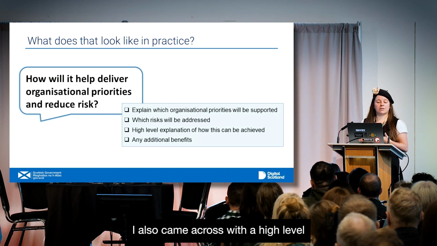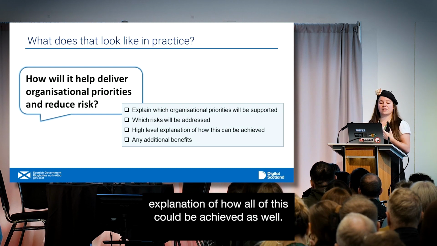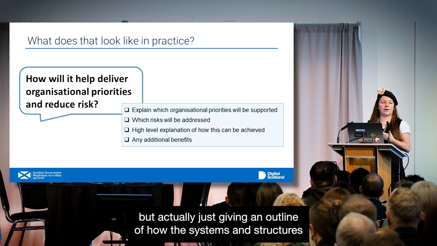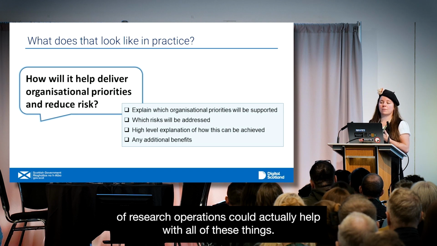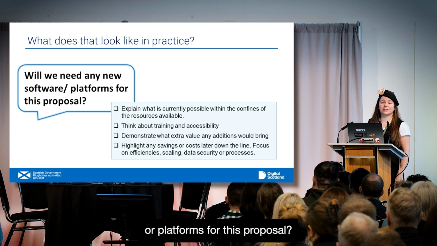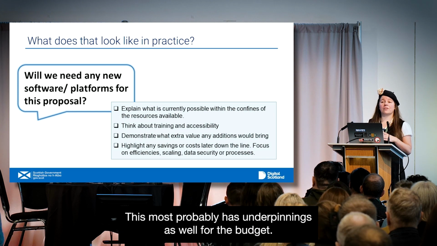I also came across with a high-level explanation of how all of this could be achieved as well. So there's no point going straight into the detail, but actually just giving an outline of how the systems and structures of research operations could actually help with all of these things. One of the other key questions I had was, will we need any new software or platforms for this proposal? This most probably has underpinnings as well for the budget.